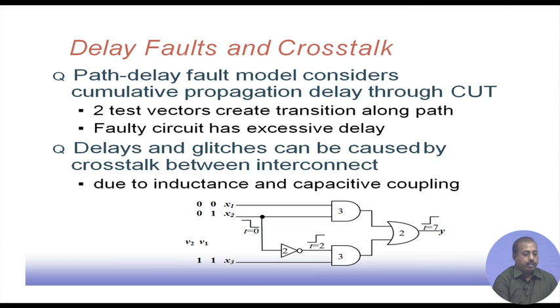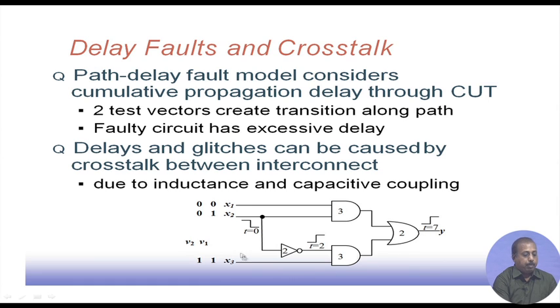The first test vector will set the output value at some point, like in this particular case. If we apply the pattern 0 1 1, this value becomes 0, this value becomes 1. Sorry, this value is also 0 1 1. This is an inverter, so this also becomes 0. As a result, overall I get a value of 0 at the output.